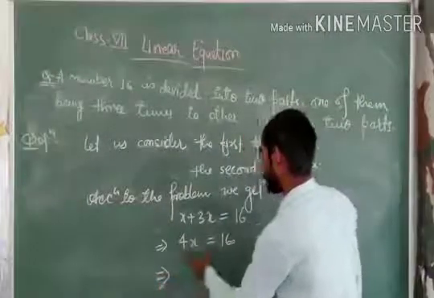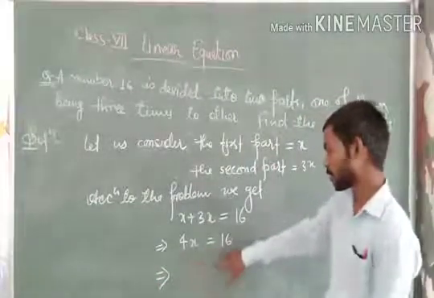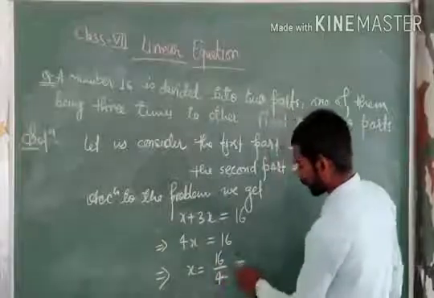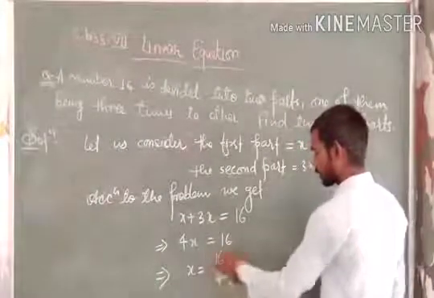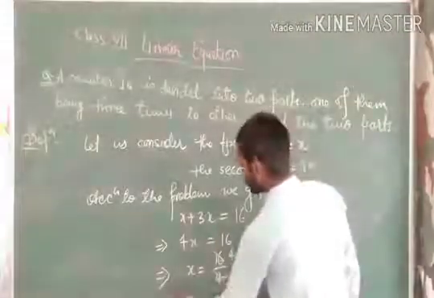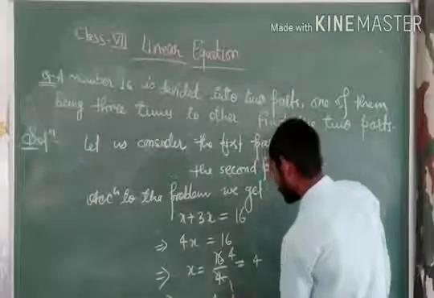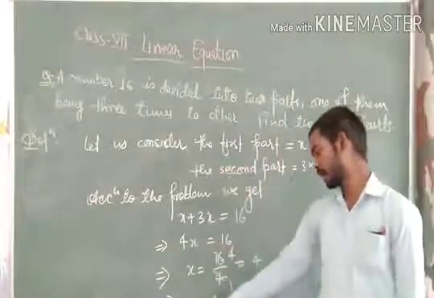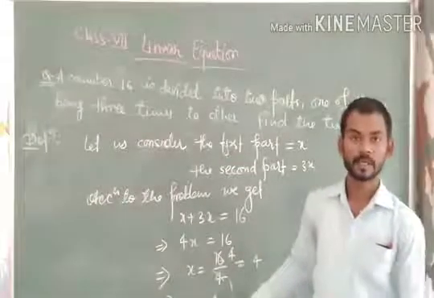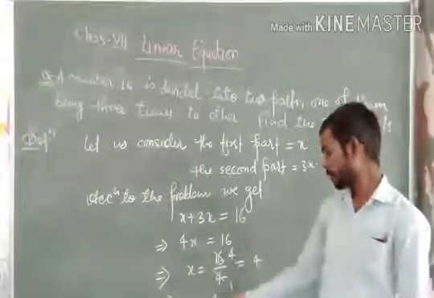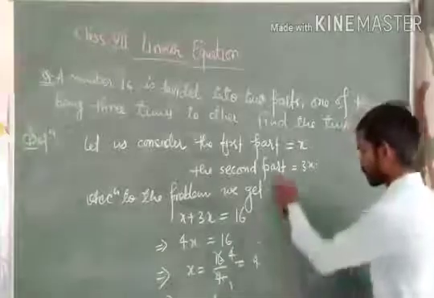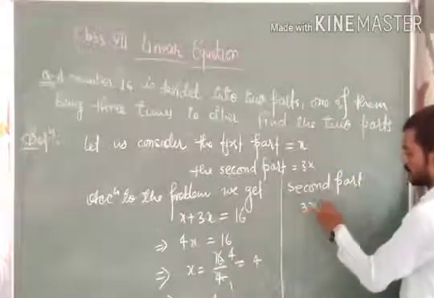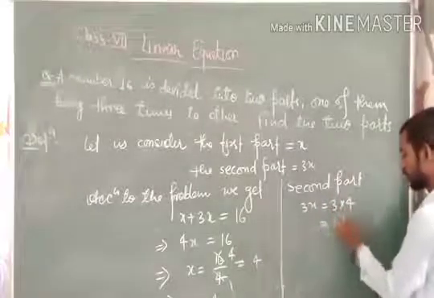This implies 4 is multiplied with x. So when it goes across the border, it becomes divided. So we get x is equal to 16 upon 4, and 4 fours are 16. So we get the value of x, 4 ones are 4, 4 fours are 16, is equal to 4. This implies x is equal to 4. We considered x as the first part of 16, so the first part of 16 is 4. Then the second part is 3 times the first part. If the first part is 4, then the second part 3x is equal to 3 multiplied by 4, and this is equal to 12.